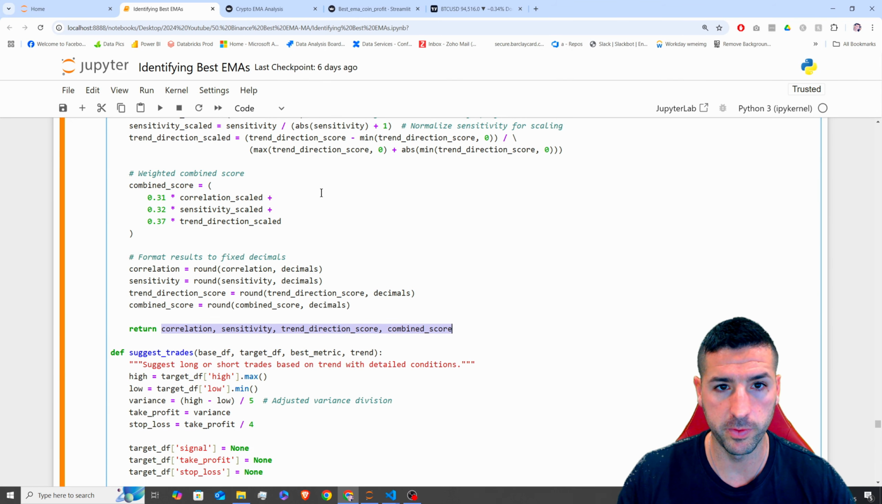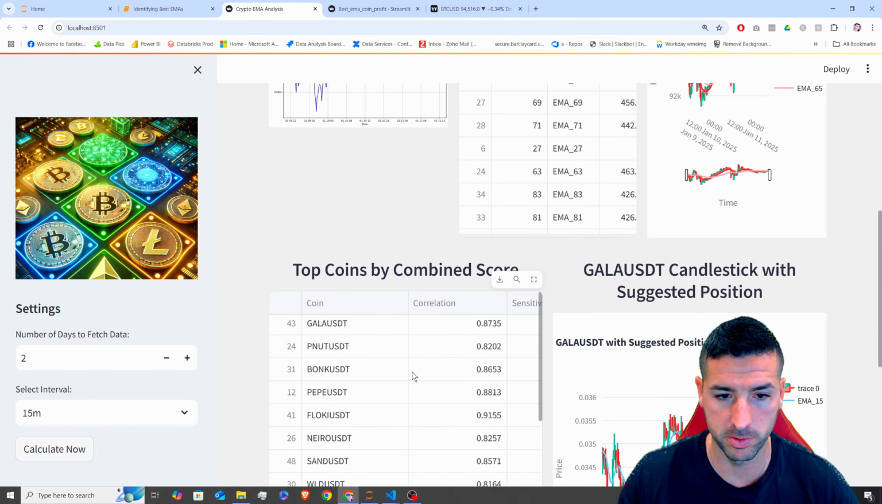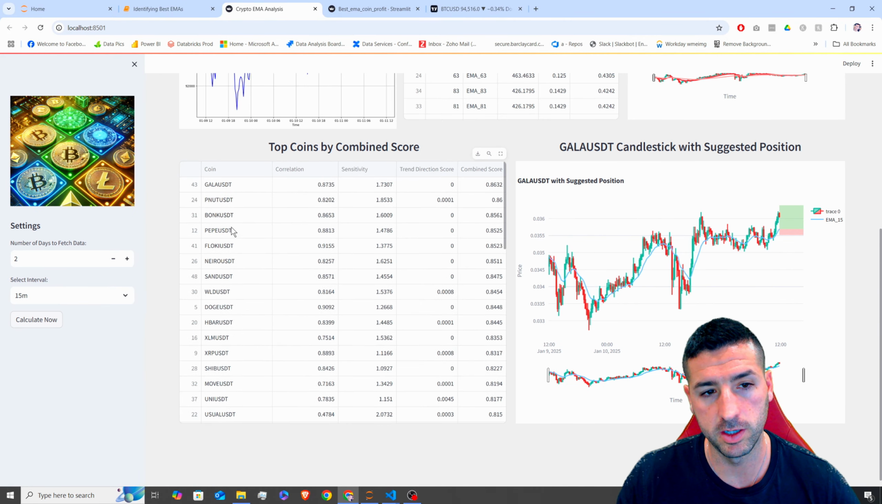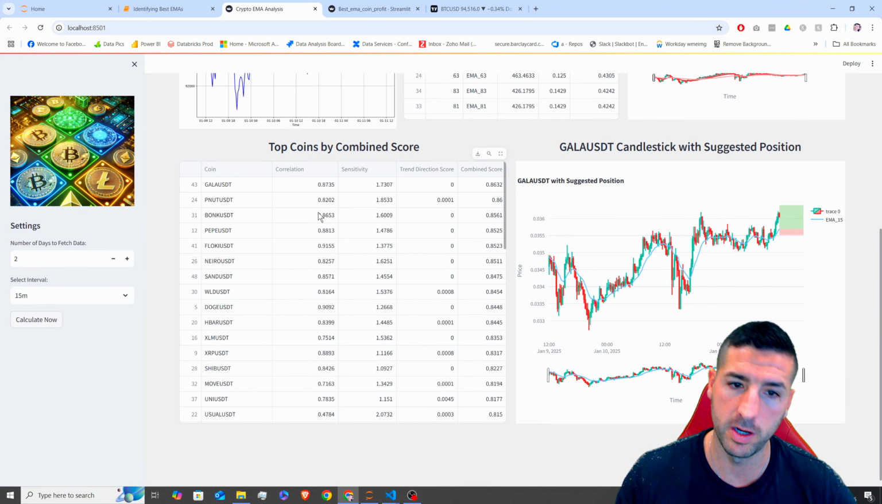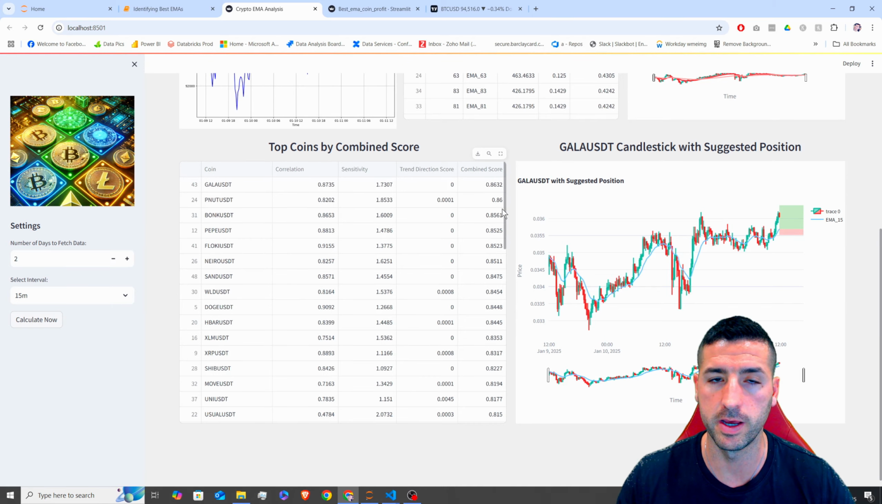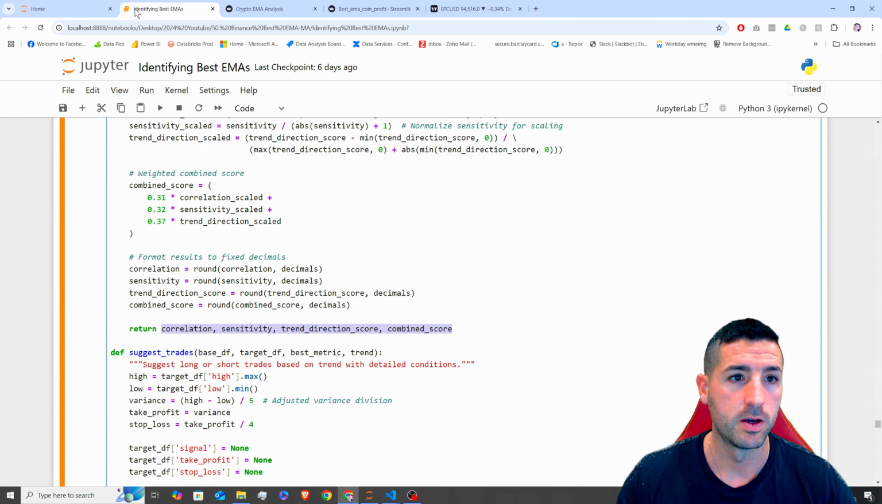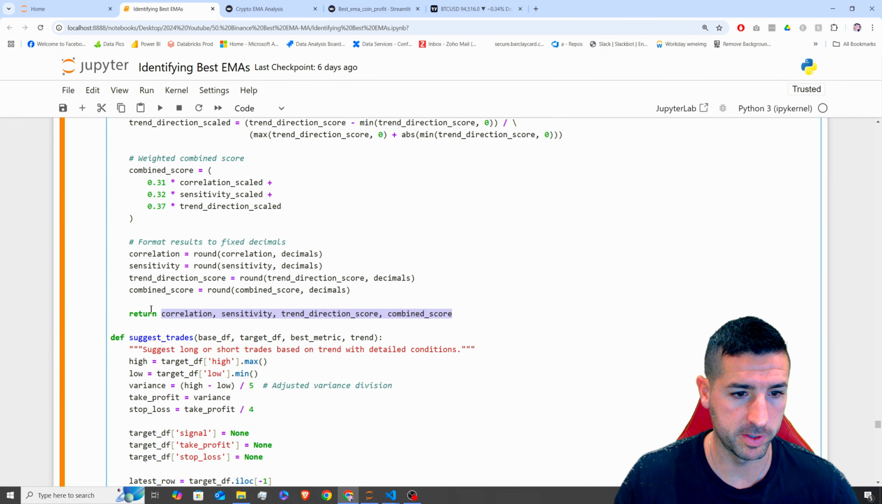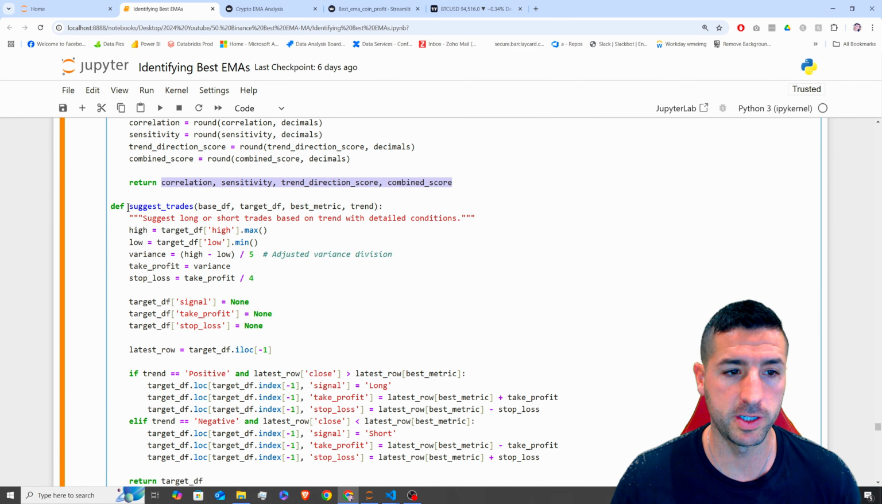These metrics, by the way, are actually this table you see over here. Again, I'm going to zoom out so you can see them. You can see all the coins and then the correlation against Bitcoin, the sensitivity, the trend direction, and their combined score. Going back, what do we have next? Roll up. We have explained this one. Next, we have the suggested trades.